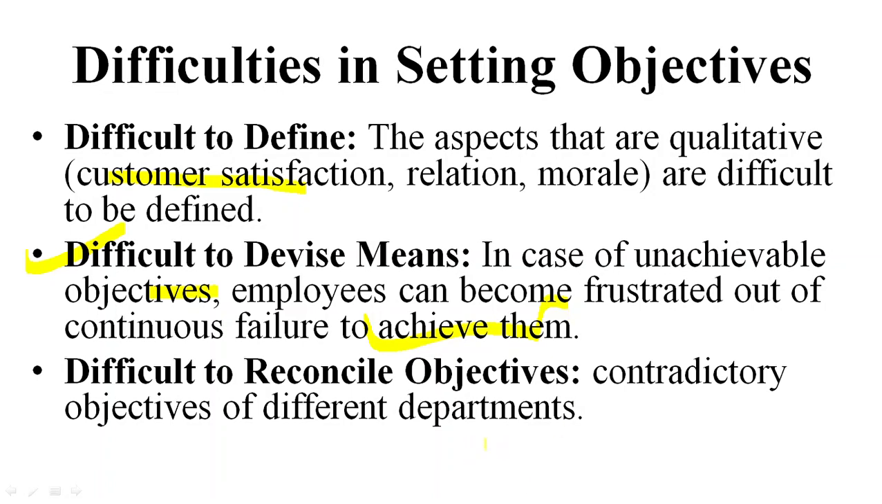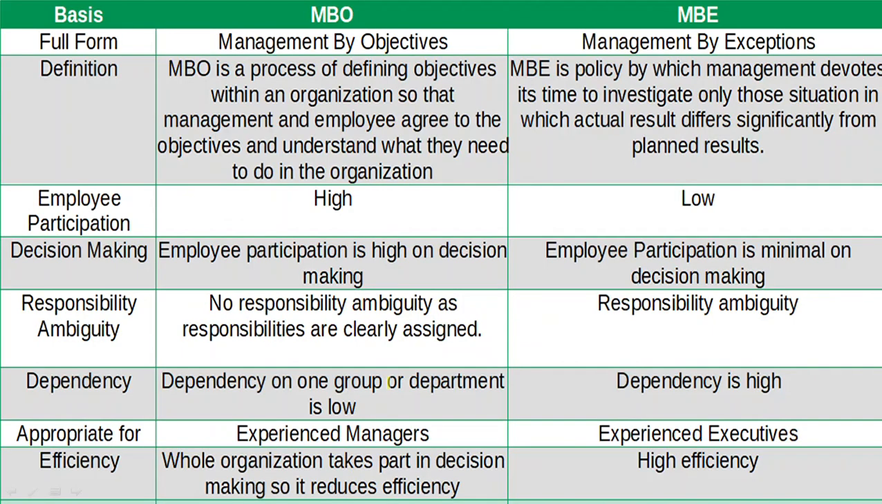Another thing with objectives is that it is difficult to reconcile them. There are some objectives that are contradictory among different departments of the organization. In those cases also there's difficulty in setting up objectives. And there are two different management styles: one is management by objectives and the other is management by exception.